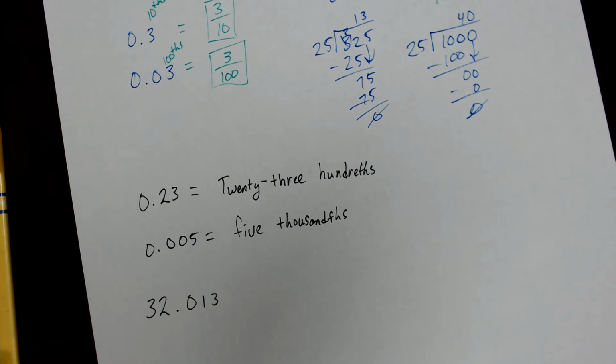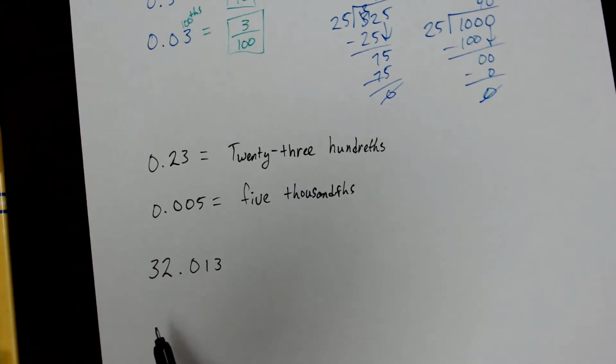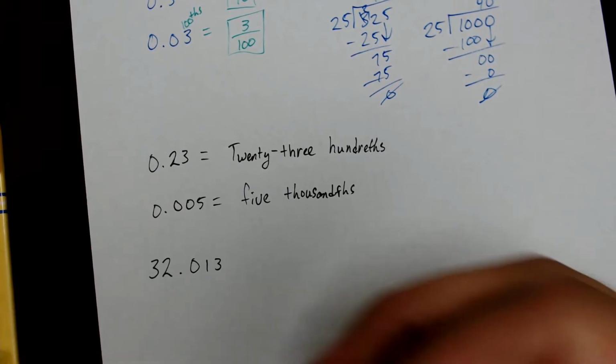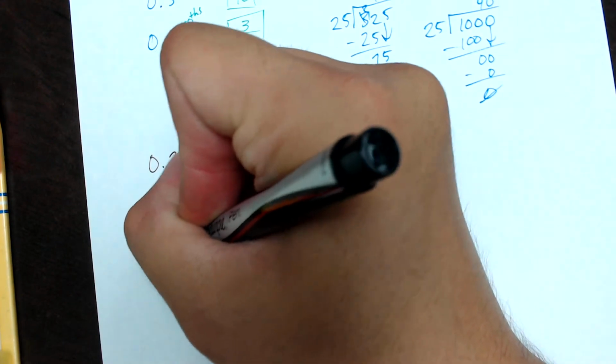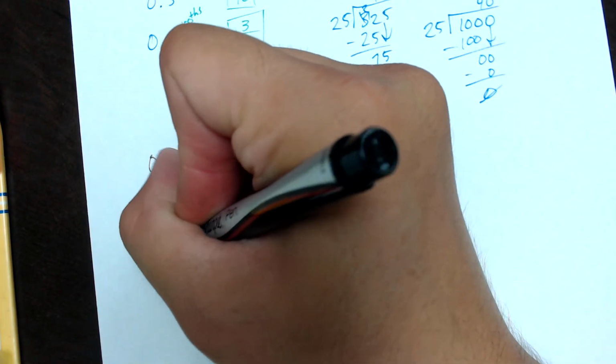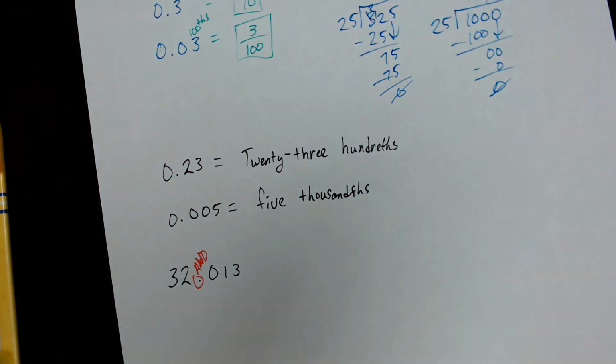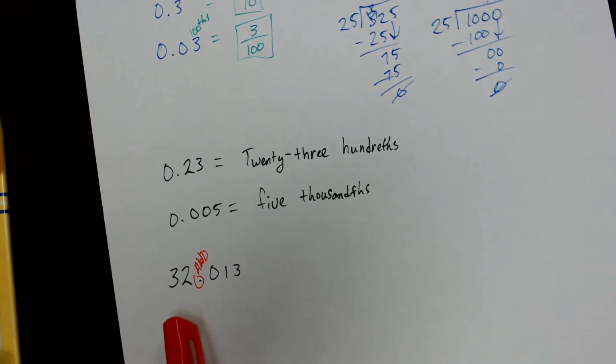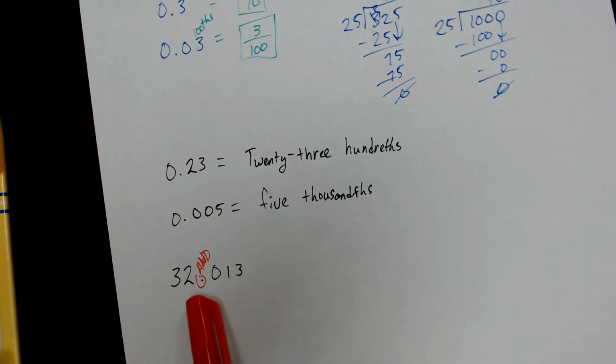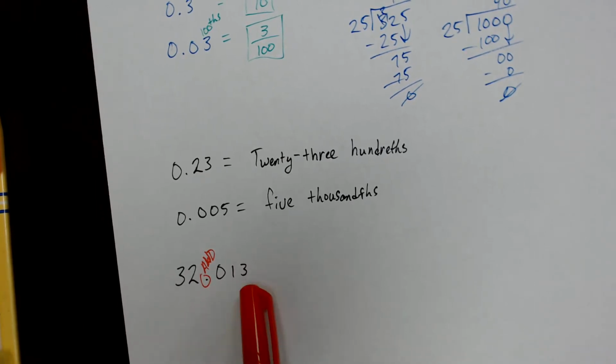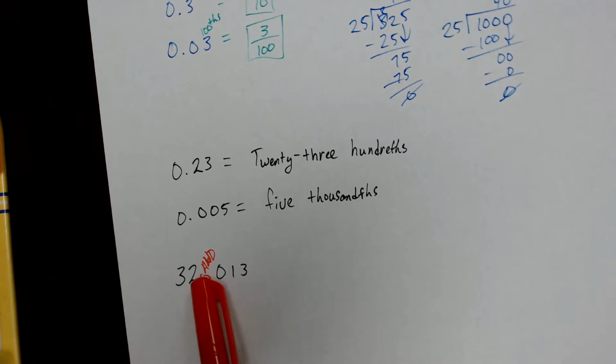Okay, so here I have the number 32, then I have a decimal point, then I have 013. So the way I would read this, I'm going to go ahead and circle this decimal point. I'm going to put, this is and, make it capitalized, and. All right, so the decimal point is always the word and. So this will be read as 32 and 13 thousandths, right? So 32 and whatever number I see, thousandths.